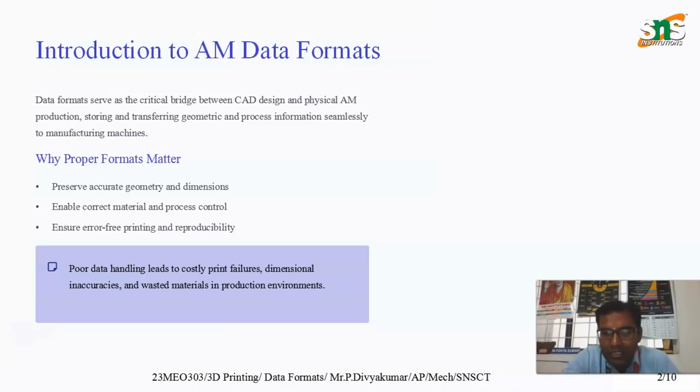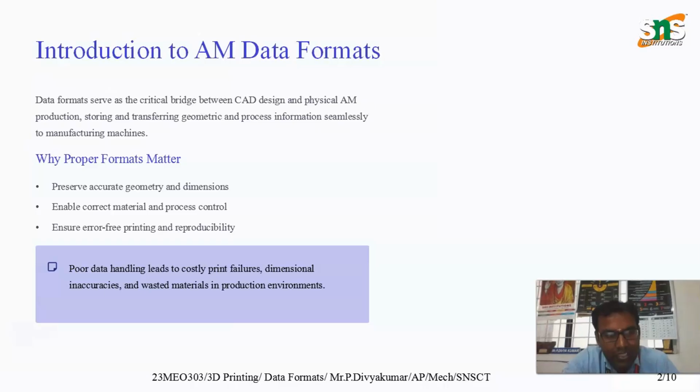A data format is a method of storing and transferring the geometric and manufacturing information of a 3D model, which is produced from the CAD software, to a 3D printer. The workflow generally follows this order. First, we need to design the CAD model with the help of either AutoCAD or ProE or any type of 3D software, and then we need to convert the data into the following format, and then use slicing software.